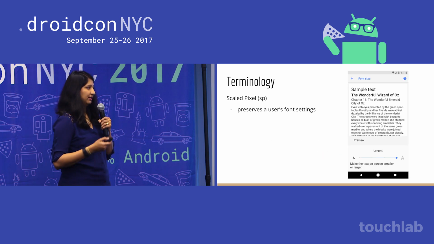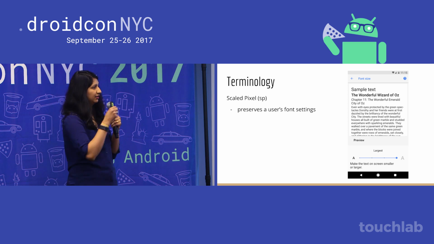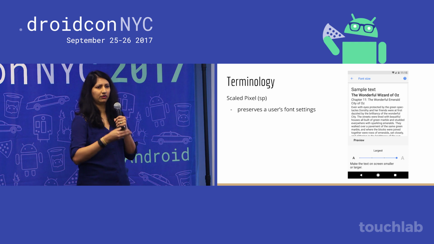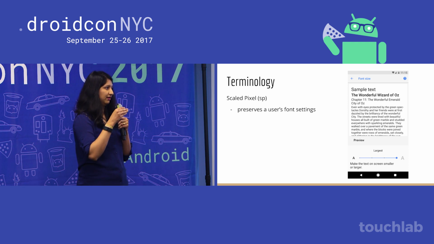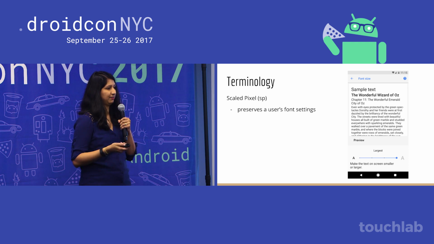One more thing to note about is scale pixels, or SP. It makes sure that you preserve your user's font settings. So if you go to your Android device and then go to the display settings and font size and change it from small or normal to largest, not only does it change the text size on the settings app, it also changes the text size for all the apps on your device. So you need to make sure that you use SP and not pixels here, because your app's text views are not going to scale.